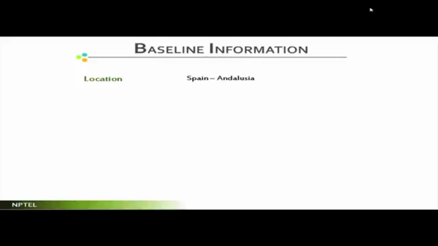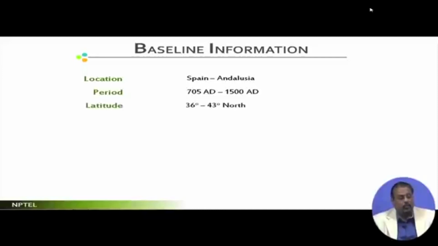In this location, the entire Moorish landscape got developed. The period is 705 AD to 1500 AD. The latitude is 36 degrees to 43 degrees north, and the longitude is 4 degrees east to 9 degrees west. This is the region. If you recall, in the earlier discussion I said that the geographical location is basically a domain, a region, guided by multiple such latitudes and longitudes. That's why you have these variations, 36 to 43, 4 east to 9 west.